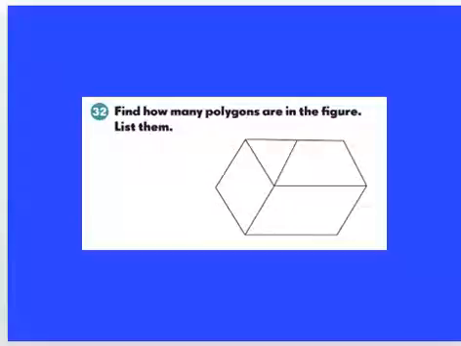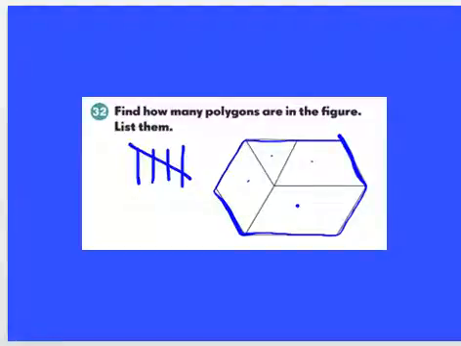Press pause and find how many polygons exist in this figure. Go ahead. All right, so let's count them all. So there's this big one. That would be 1. And then there's, of course, all the little ones. 1, 2, 3, 4. There's 4 more there. So now I'm at 5.